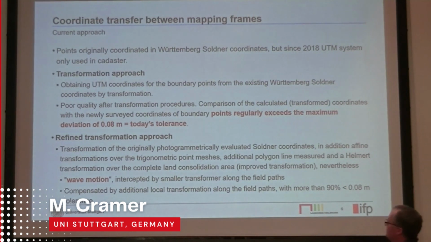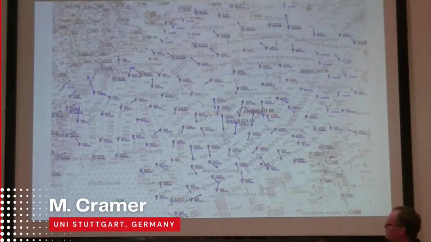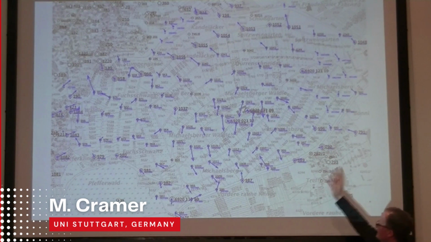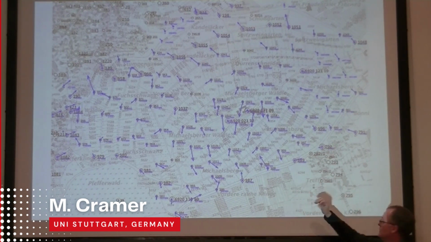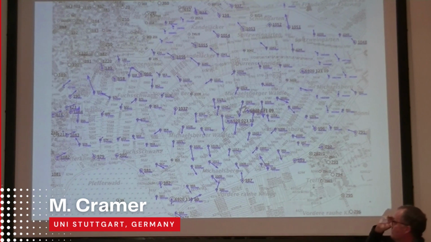They first tried to refine the transformation, defined some smaller meshes, and then also added an additional Helmert transformation following the polygon lines. They noticed it gets better, but still there was some systematics which seemed to follow the streets, the newly built streets after the land consolidation process. And then they thought, where does it come from? They tried a third transformation, and then it nicely fits, but there is one transformation after another, and nobody really knows what has been transformed.